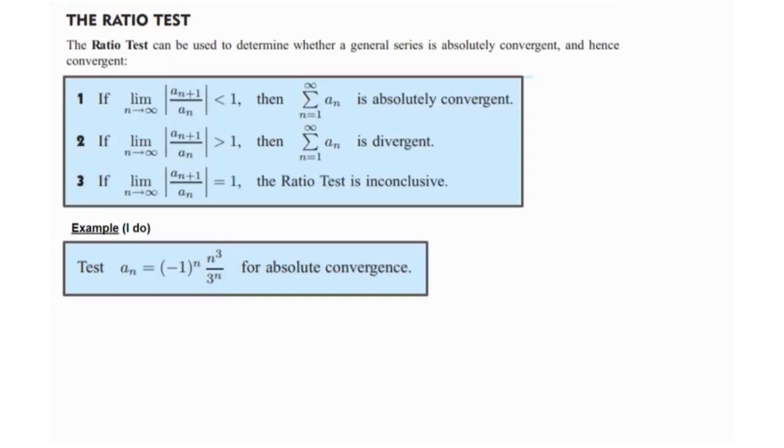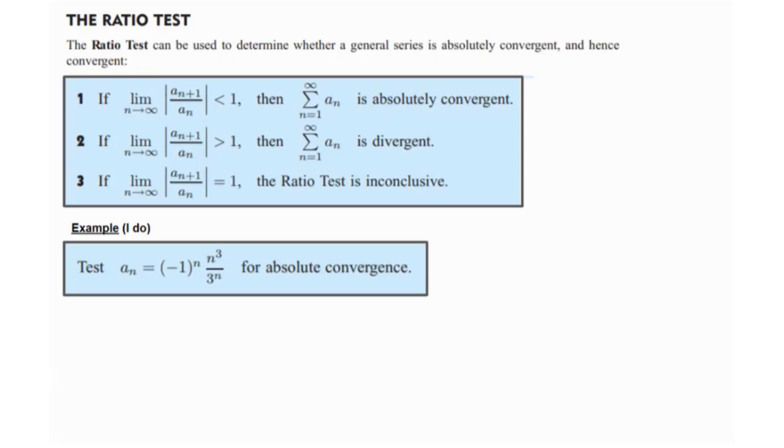Okay, the ratio test can be used to determine whether a general series is absolutely convergent and hence convergent. Remember, the absolutely convergent and hence convergent bit comes from the theorem of absolute convergence. So here are the results. Basically, for the ratio test, we look at the absolute value of the ratio, as in a division, of the next term of the sequence over the current term in the sequence.